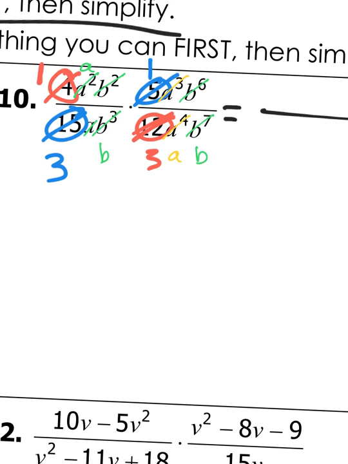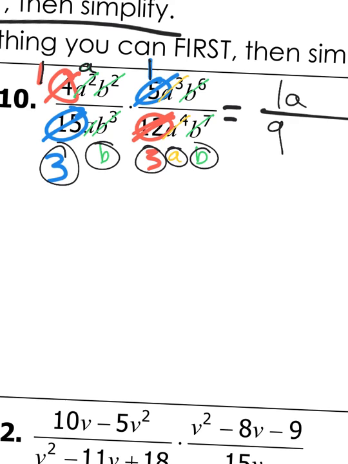So now we just have to remember to be careful and just keep track of everything. I got 1 times a times 1 up top, which just gives me 1a, or you could just write a. And on the bottom, I got 3 times b times 3 times a times b, which would give me 9a, b times b would be b squared, all right?